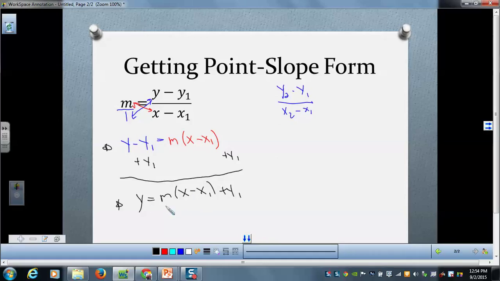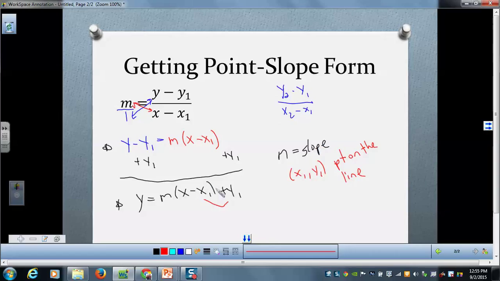m is obviously the slope of our line, just like it would have been up here. Now, what we need to know is that this x1, y1 is a point on the line. So when I see this, I should automatically know one point on the line, and then to generate my other points, I'm going to use my slope to generate those points and then draw my line.